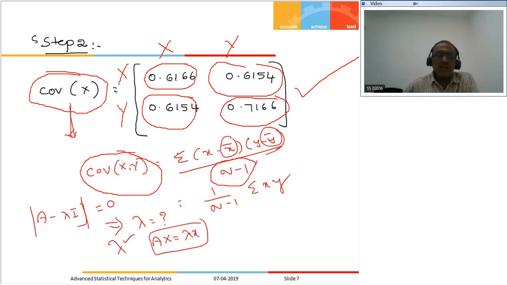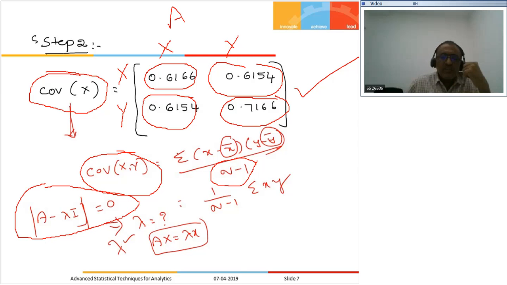So now we have the covariance matrix. Suppose this is the matrix A. Then we have to find the determinant of A minus lambda I equal to 0. That means here 0.61666 minus lambda, this becomes 7166 minus lambda, and these two values remain the same. If we expand the determinant, we will get an equation of order 2, that is a quadratic equation, and if we solve the equation, we get the lambda values. That means we get the eigenvalues.